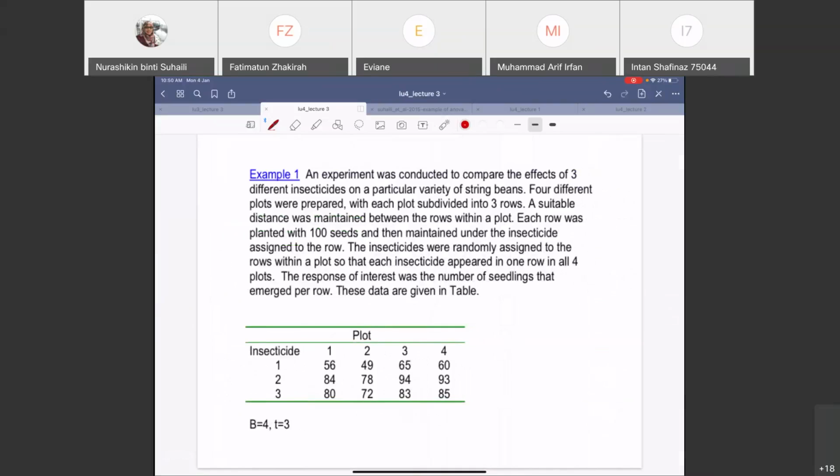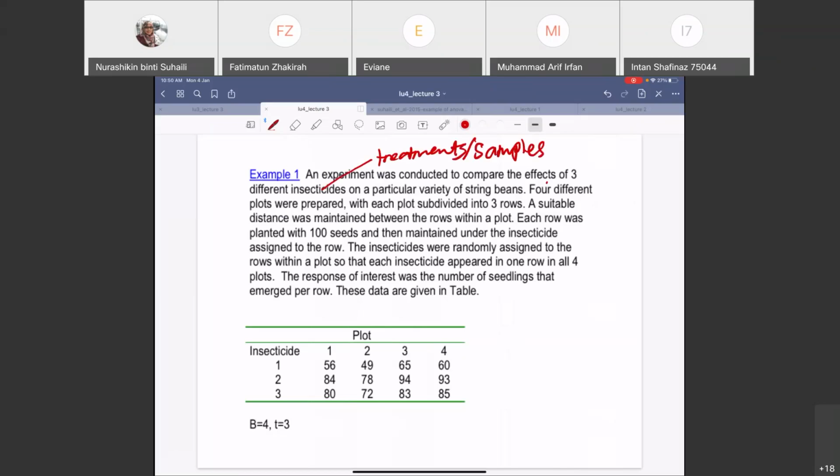Okay, let me give you an example. An experiment was conducted to compare the effects of 3 different insecticides on a particular variety of string beans. So the main objective here is to compare the 3 insecticides, right? So this is the treatment. You will know directly that that is the treatment or the samples and not the blocks, because one of the common mistakes done by students is the wrong identification of blocks and treatments.